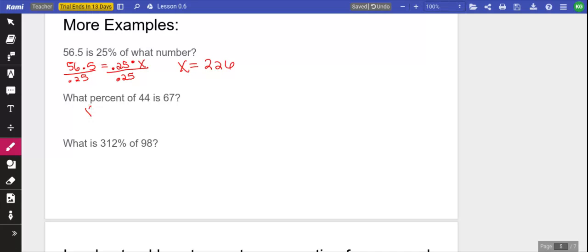What percent, X underline, of times 44, is equals 67? So this time X is being times by 44. So the opposite is divide by 44. So we type it in as 67 divided by 44. And I'm just going to do 2 decimals. So 1.52. Move it 2 places to the right because it's a percent. And so it's 152%.